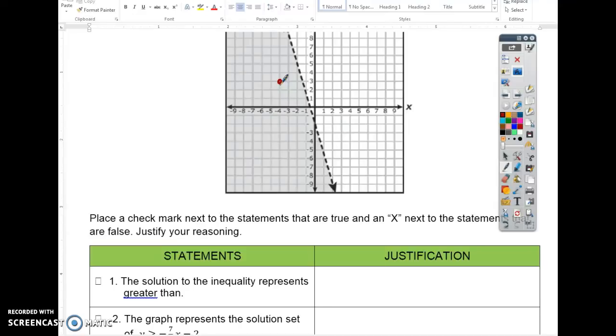And that's how you're going to do the rest of this back page. If you have any questions, ask Ms. Betancourt or your sub, and make sure that you check all your answers once you're done with this paper.